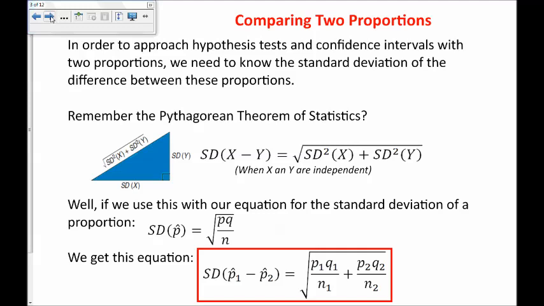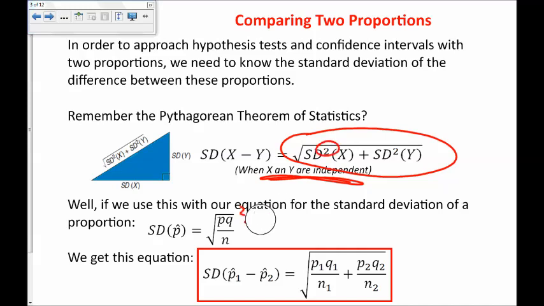It comes back to the Pythagorean theorem of statistics, which, let me remind you, is the square root of the standard deviation of one squared plus the standard deviation of the other squared. Also keep in mind that x and y must be independent. That'll show up later as we check some conditions about two proportions. Now we have been using the square root of pq over n formula, so we plug that in. If you square it, you will get simply pq over n. So it kind of ends up looking like this down here in the box.